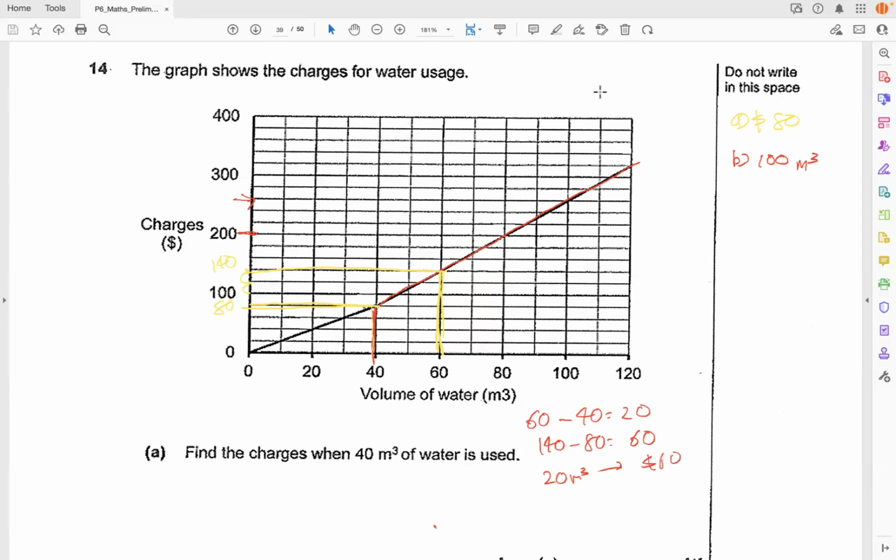The question is, every cubic meter means 1 meter cube, so 1 cubic meter will give you 60 divided by 20. The answer is $3. See, $3. Okay, let's continue.